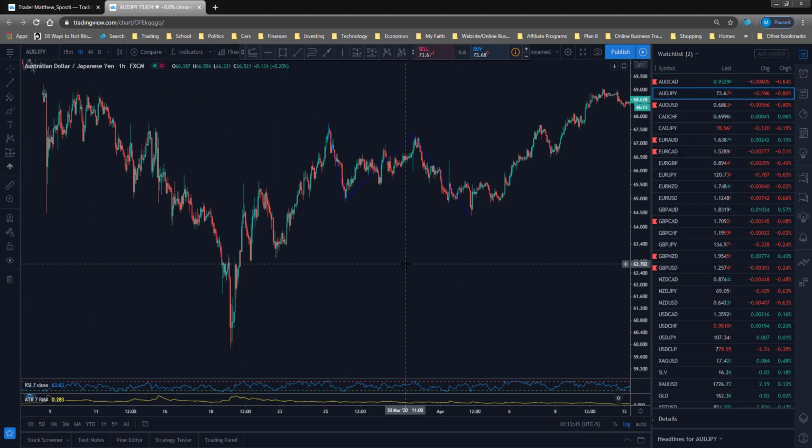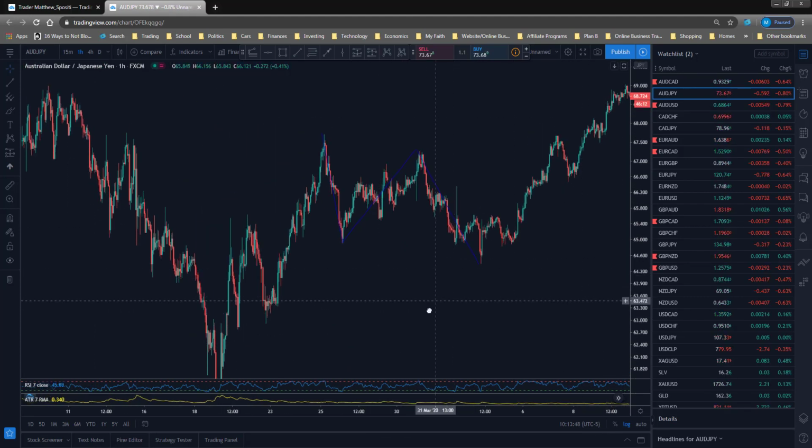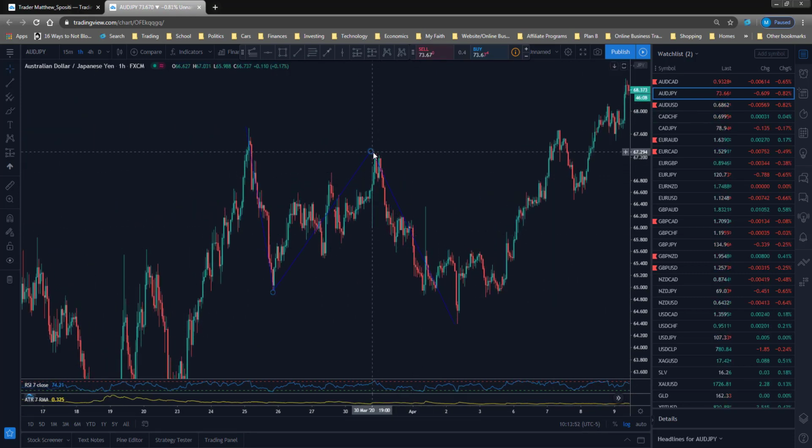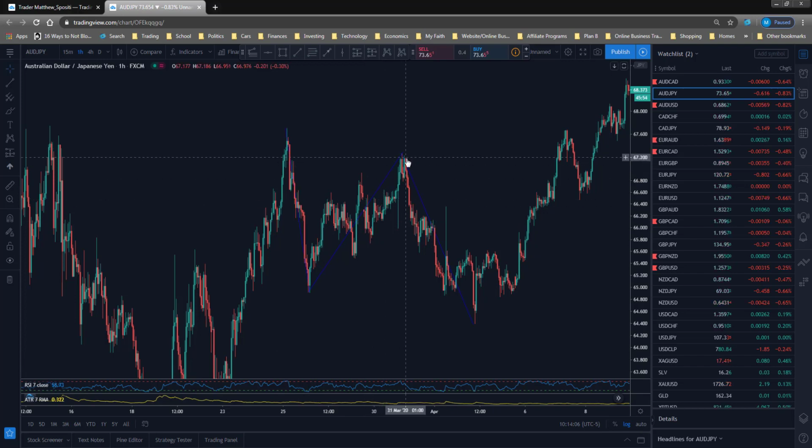So here we are, we're on the Aussie yen. I actually found several complex pullbacks here to give you a good example of what I'm talking about, and I will show you the difficulty of the complex pullback and the different ways that you can handle them, and offer you guys the ability to share my pain. These things are literally my bane. I hate when these things happen.